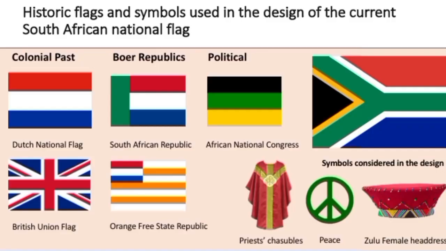So what the guy that came up with this flag did is, he took the old Dutch flag and added the ANC flag to it. And you can kind of see the influences of the Union Jack with the white and the tail there at the back. It's very subtle. It's really a suitable flag for South Africa because it ties together the colonial past, the modern day politics, as well as the Boer republics.